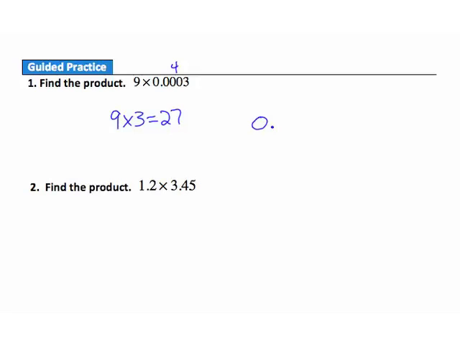Looks like I'm going to have to add 2 zeros in front of the 27 so that I get 4 digits behind the decimal in my answer. So I get a final answer of 0.0027. Question 2. Find the product of these two decimal numbers.